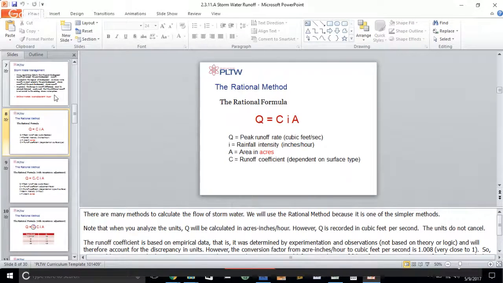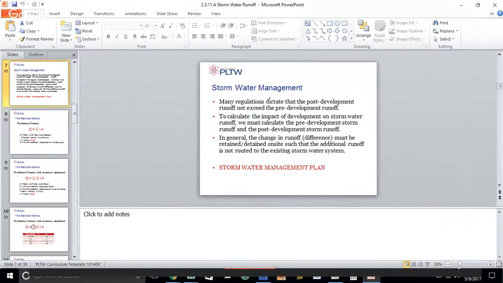Many regulations dictate that the post-development runoff not exceed the pre-development runoff. So we need to do two things. We need to figure out what our land has for runoff right now. What is our pre-development runoff? What is our post-development runoff? Are we improving the land? Are we not improving the land? If we're not improving it, what can we do?